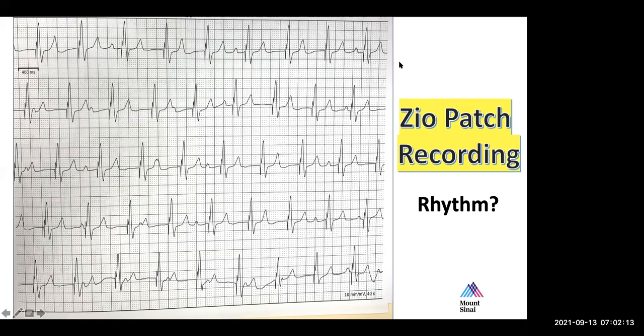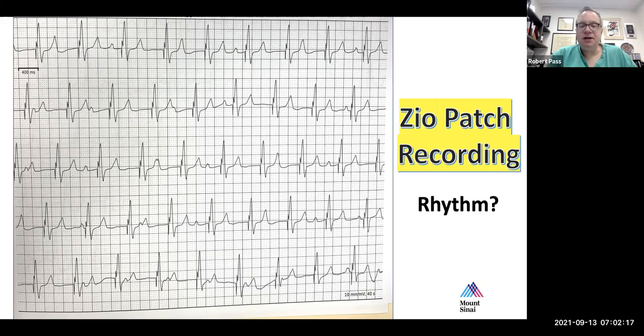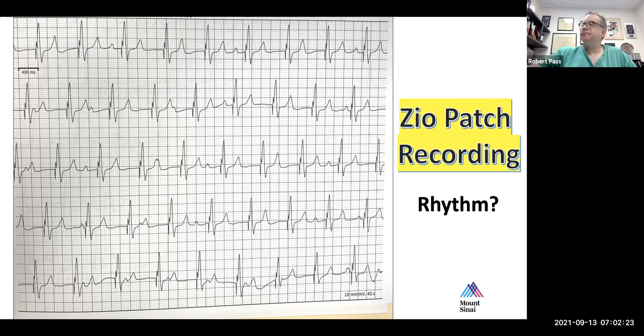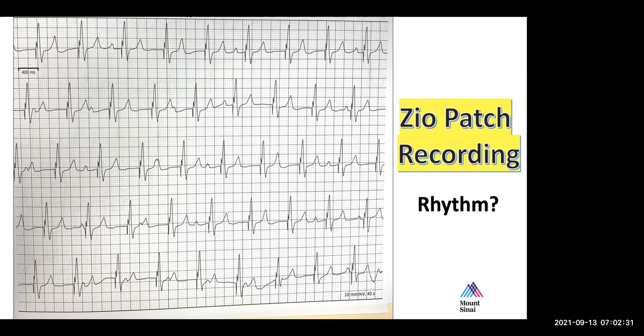So I think I see a delta wave there. Say that again. I'm sorry, I missed the last. I think I see a delta wave. Delta wave, okay. Is that it? Is that the answer? Yeah, I believe so.